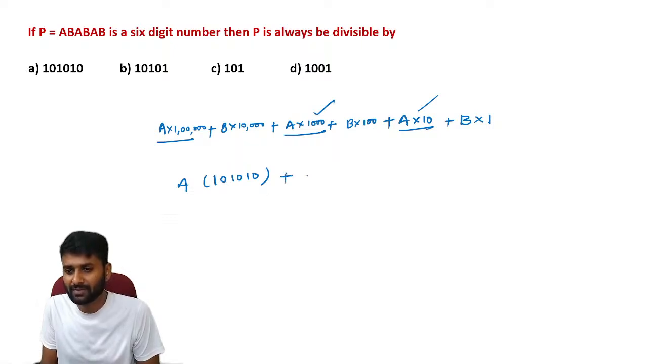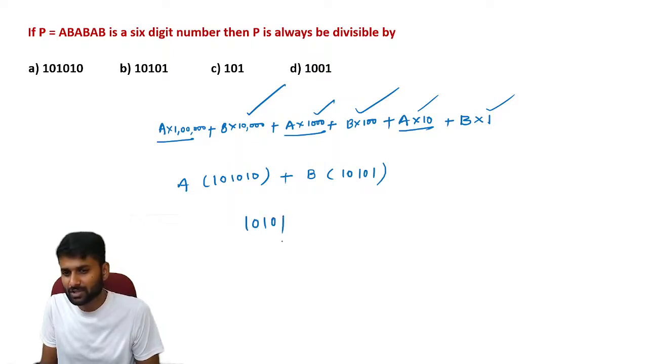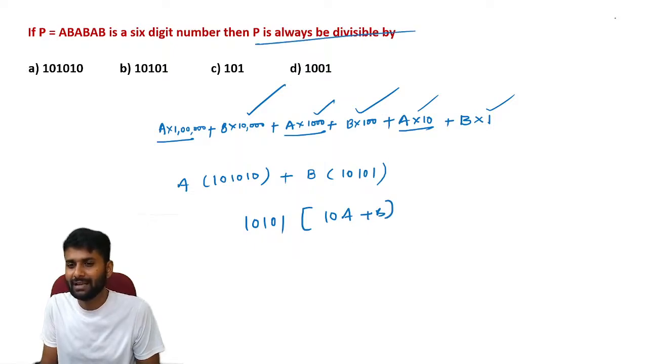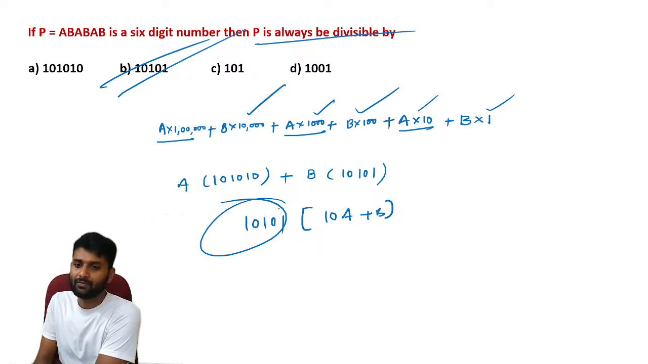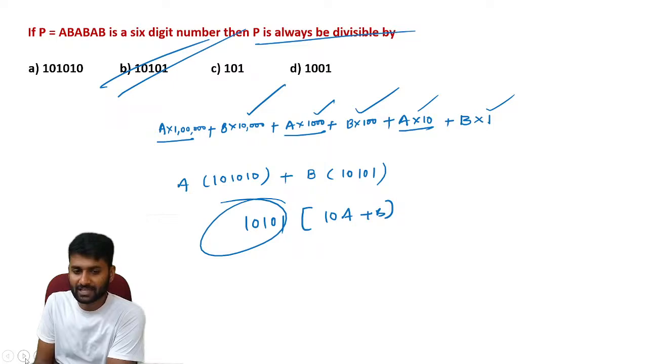Next one, what about the B value? B value is 10,000 plus 100 plus 1, which is 10101. If you observe here, 10101 is common, so finally it is 10101 times (10a plus b). Here the entire P value is divisible by 10101. Any digits become a number value means each digit is multiplied with the place value.